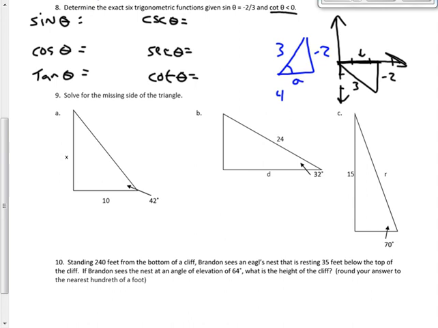So a squared plus b squared, so 4 plus a squared is equal to 9. And then subtract 4. A squared is equal to 5. A is equal to the square root of 5 when I take the square root of both sides. So I get this side is equal to the square root of 5.